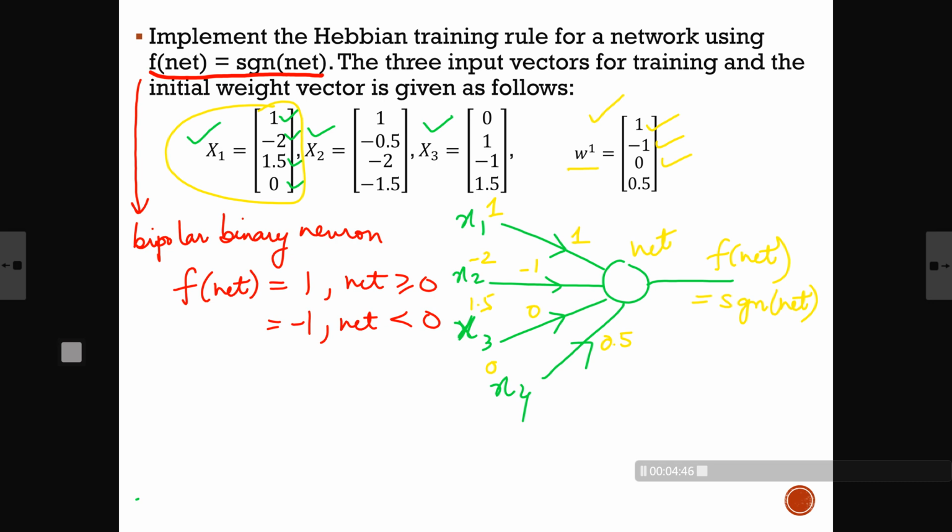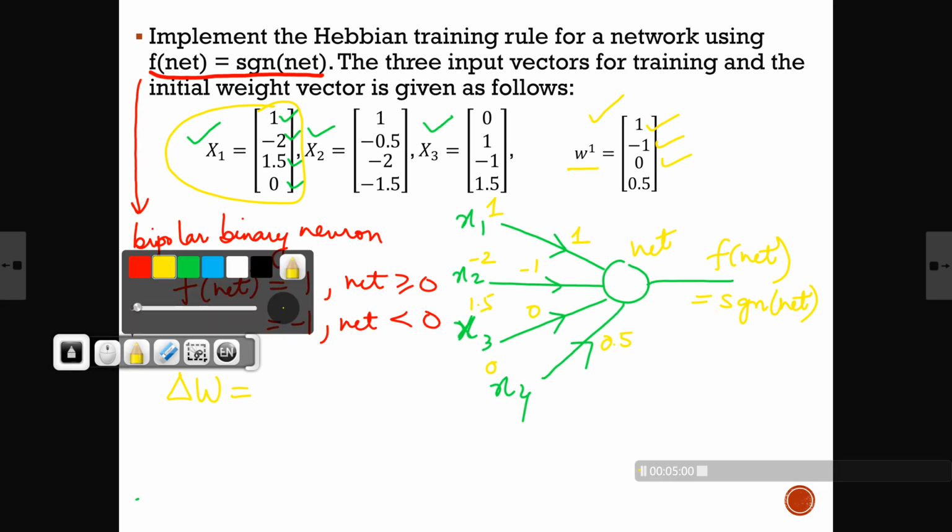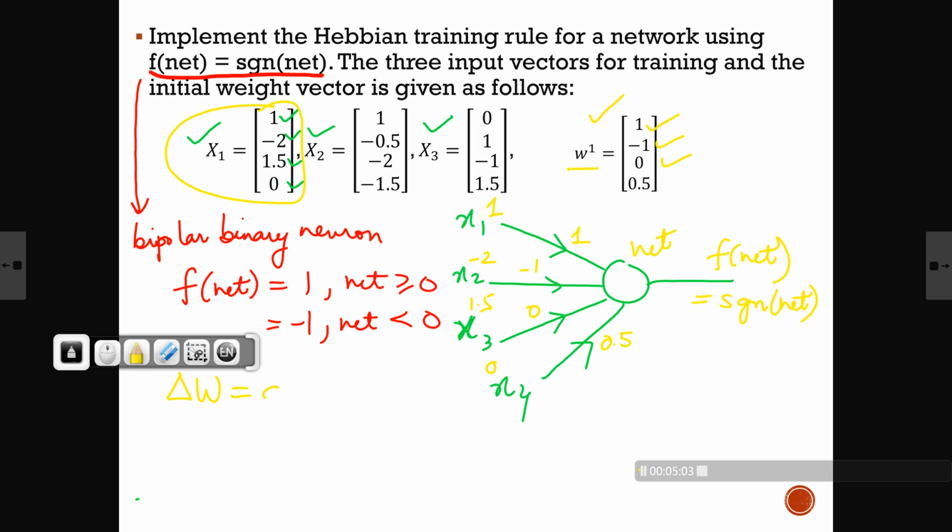Now what is the equation for weight update? We have to calculate the delta W. And how is this delta W calculated in the Hebbian learning rule? Delta W is c times f of net times x. So this is what we will be using, c into f of net into x. Now based upon this, we have to calculate W2, that is the weight W2.